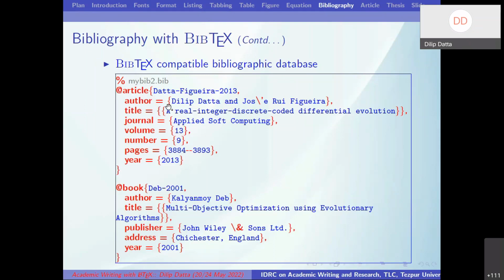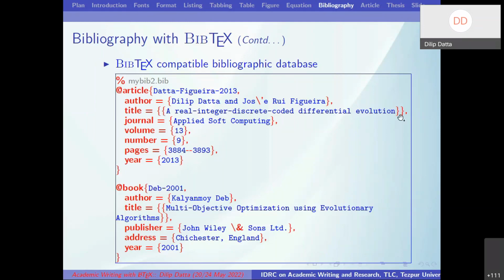Then the list of authors. Authors' name are written here in this way, and every two authors are to be separated by this word and. If there are multiple authors, then in between two names every time and will be used. Next, title of the article. You can see here article, title of the article. It is put in double curly braces.